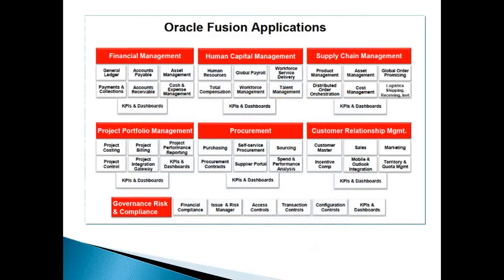When you look into Fusion Financial Management, meaning Oracle Fusion applications, here we have different applications like general ledger, accounts payables, asset management, fixed assets, payments and collections, accounts receivables, cash and expense management, and reporting, KPIs, dashboards, and all we have as a part of Fusion financial management. When you talk about procurement, HCM, human capital management, we have human resources, global payroll, global HR, and we have talent management, workforce management, and total compensation, etc.